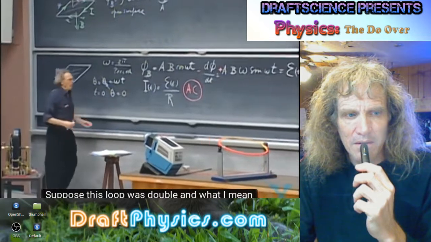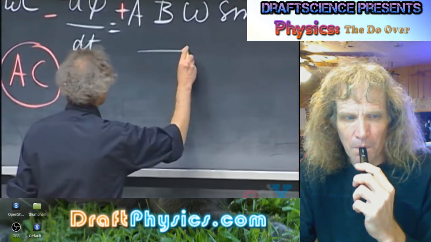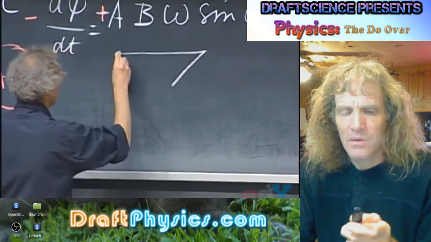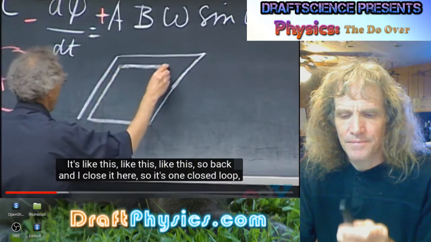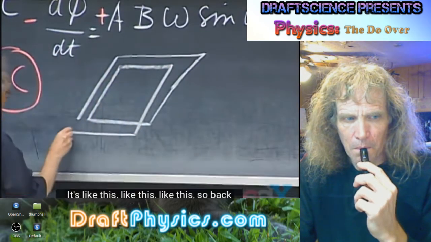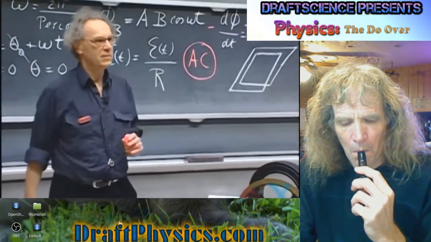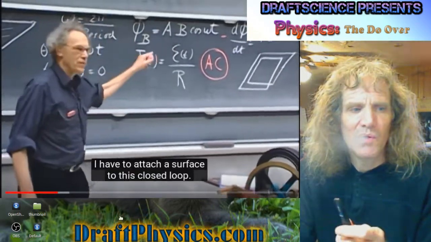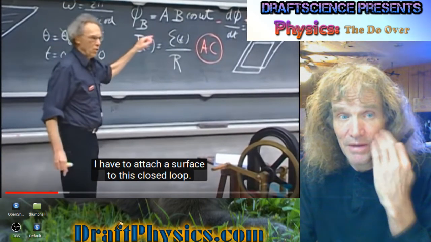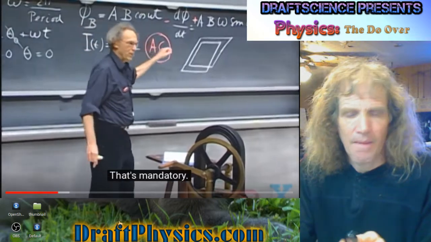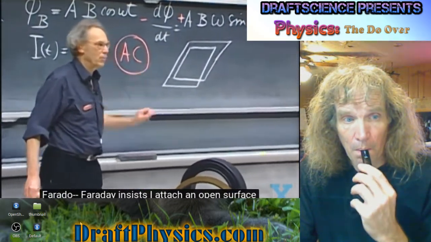Suppose this loop was double. And what I mean by double is the following. It works like this. Follow my picture closely, I will go slowly. It's like this, like this, like this. So, back, and I close it here. So it's one closed loop, but I have two windings. I have to attach a surface to this. Yes, you just double everything. We've already been there, done that. Closed loop, that's mandatory. Faraday insists I attach an open surface to this closed loop.